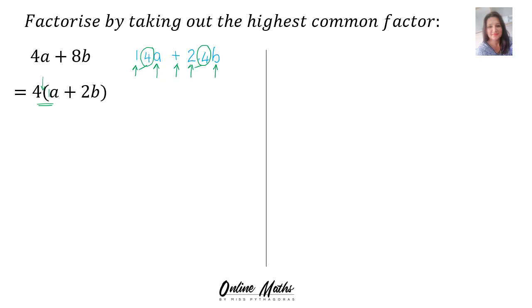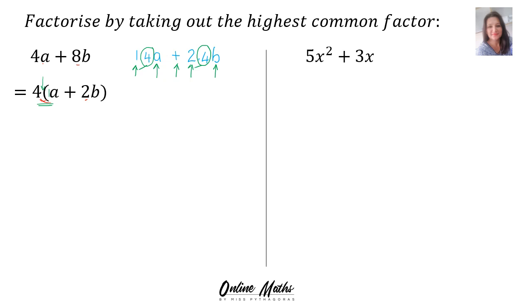And then it's always good practice in your head to quickly multiply this back using the distributive property to see if you're right. Now let's see. 4 times a is indeed 4a, and 4 times 2b is indeed 8b. So I know I'm right. Let's look at another one.